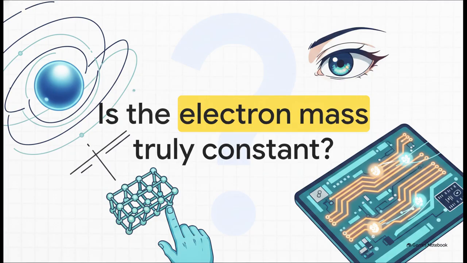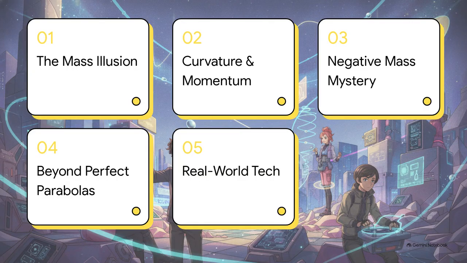We're going to see how, inside the materials powering the exact device you're using right now, an electron's mass is anything but constant. Here's how we're going to break it down today. First, the mass illusion. Then, curvature and crystal momentum. Third, the negative mass mystery. Fourth, beyond the perfect parabola. And finally, real-world tech applications.